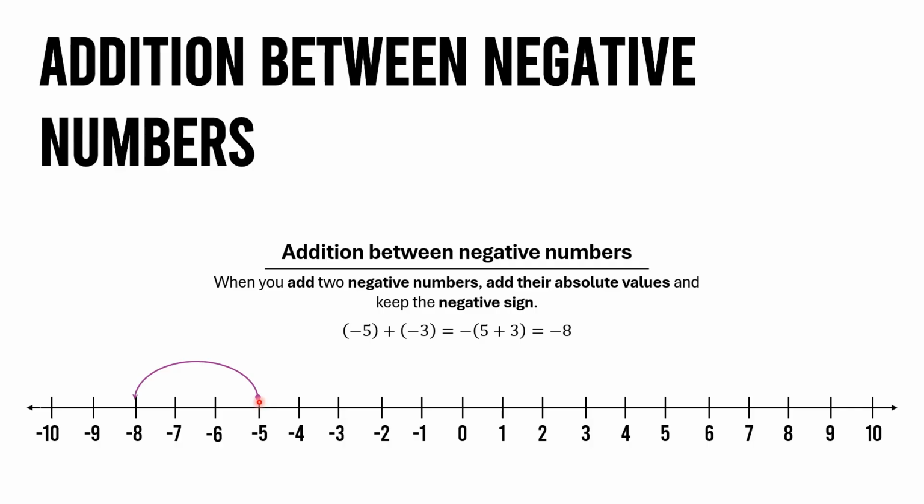On the number line, we start from negative 5 and we move left by 3 because we have added negative 3, and we get to negative 8.